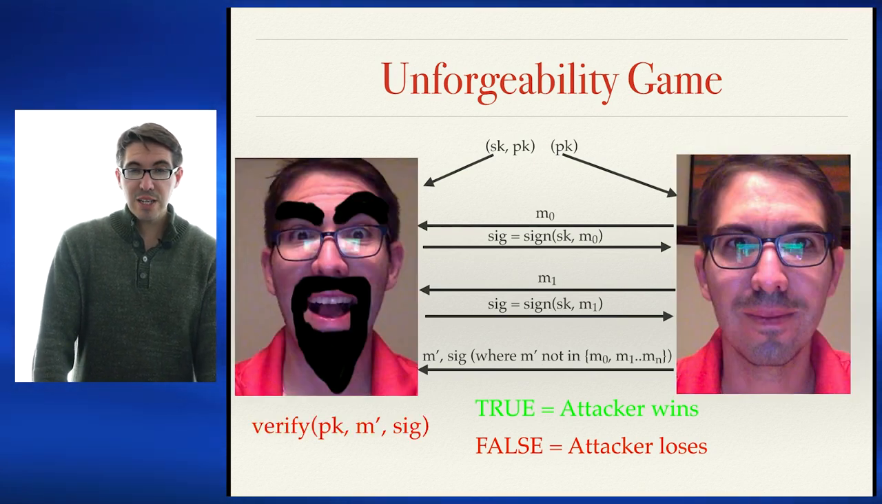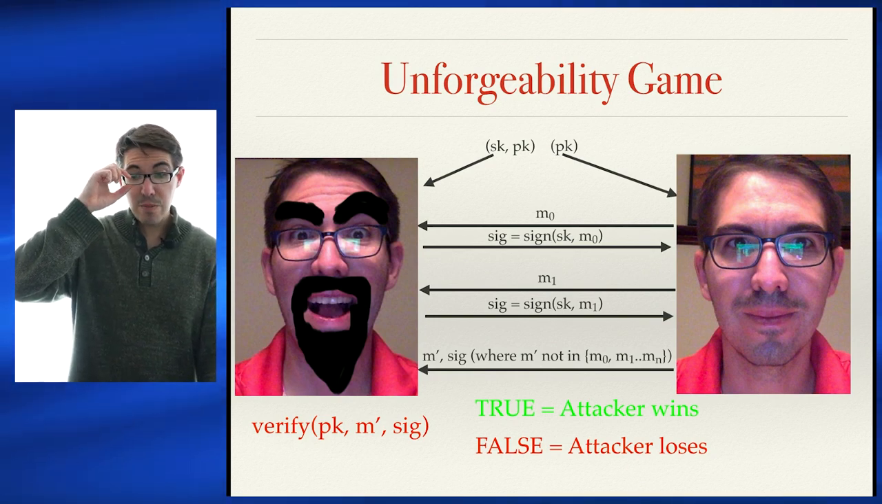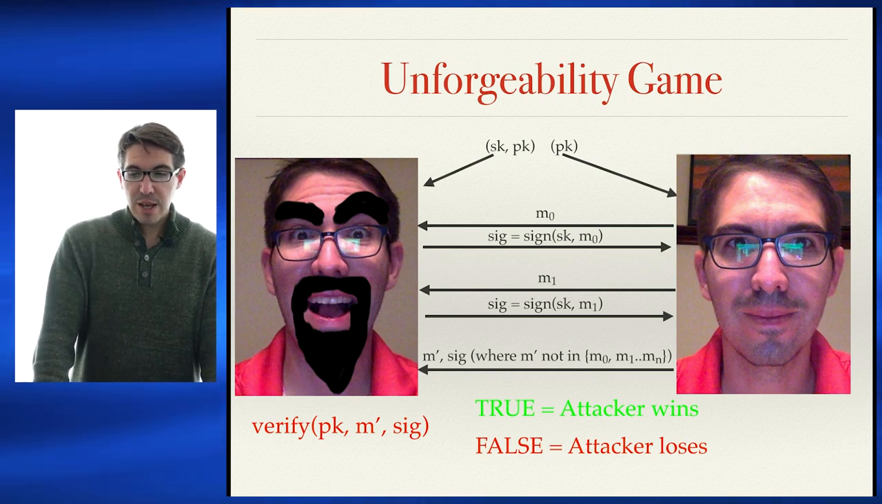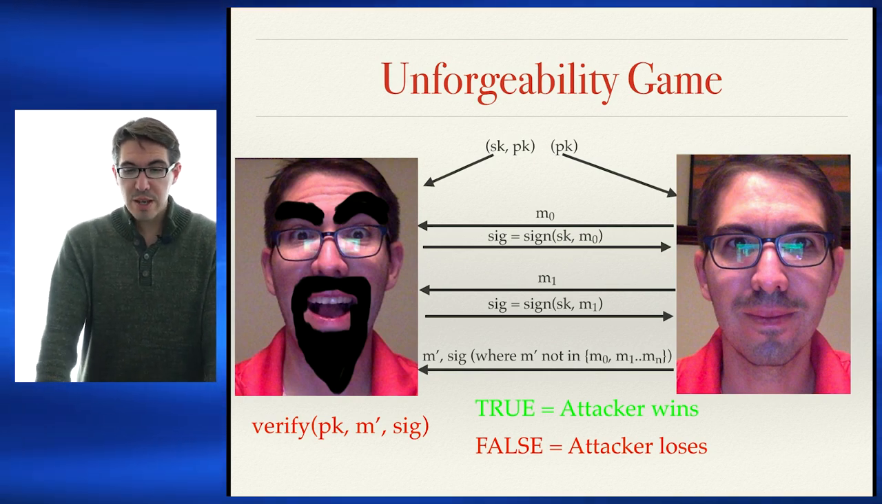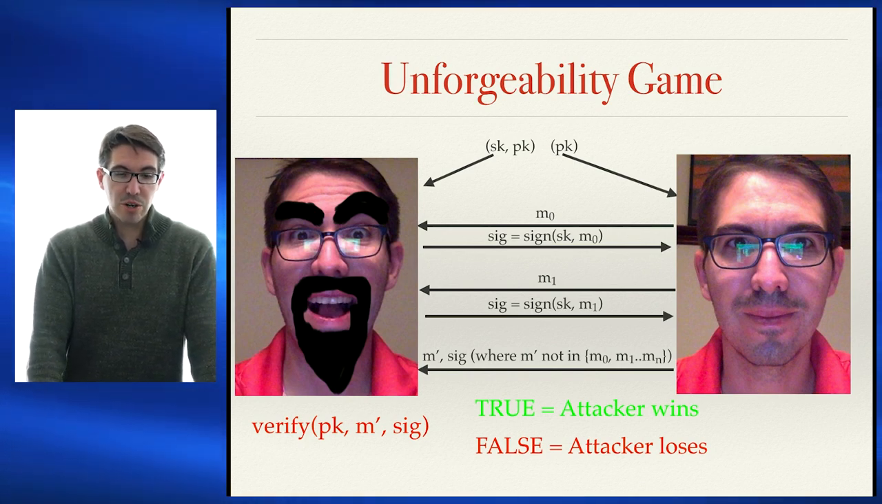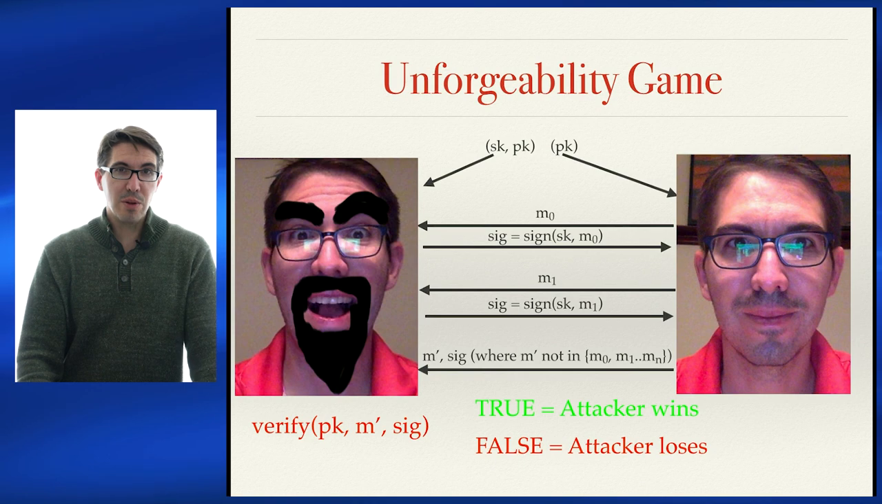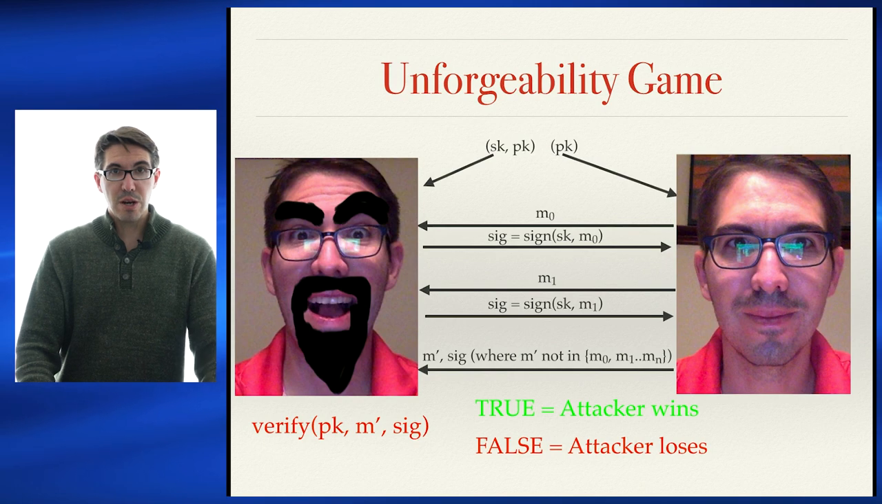So here is actually how we would like this to work. The attacker loses. No matter how many times Good Bill is going to ask Evil Bill to sign messages, Evil Bill is never going to be able to generate some signature that is going to pass the verify PK M prime sig function. The attacker will lose. This is something that is, in fact, possible to do, at least on a day-to-day basis, with modern cryptography.